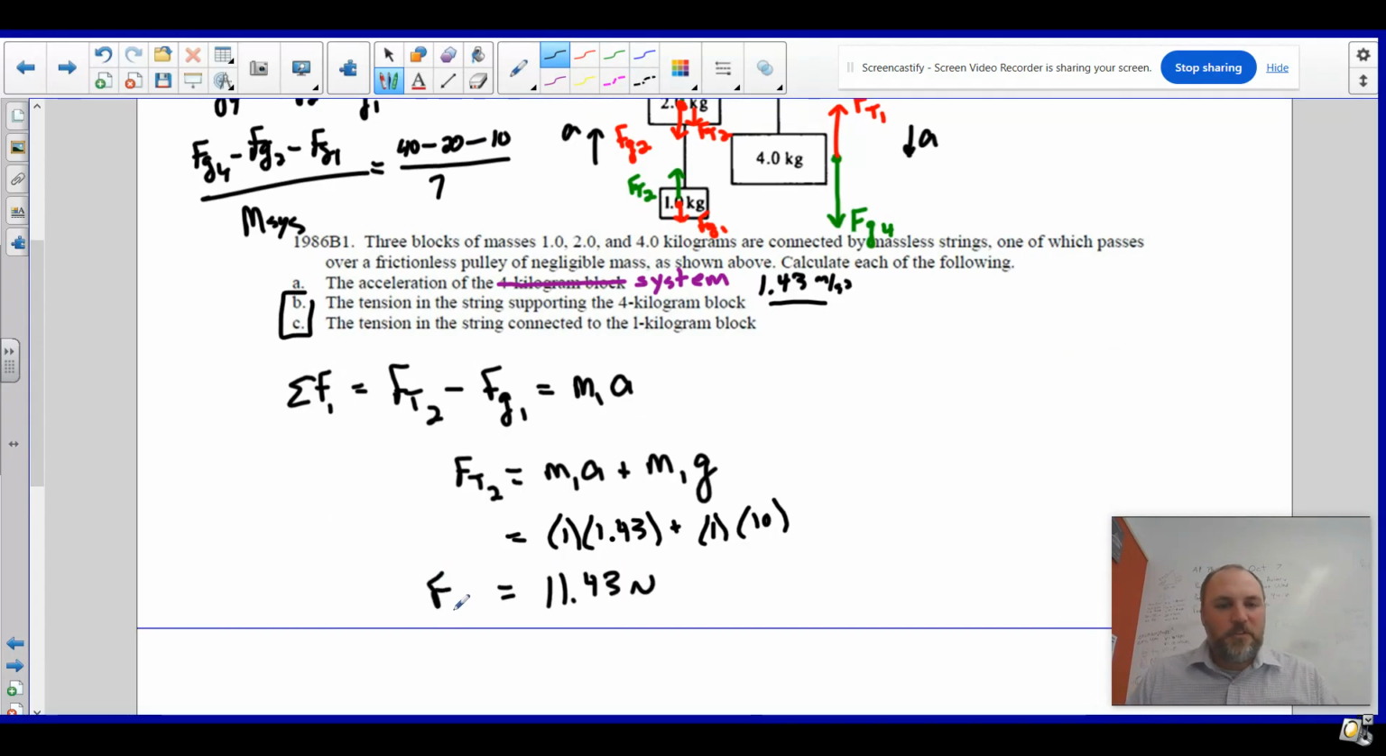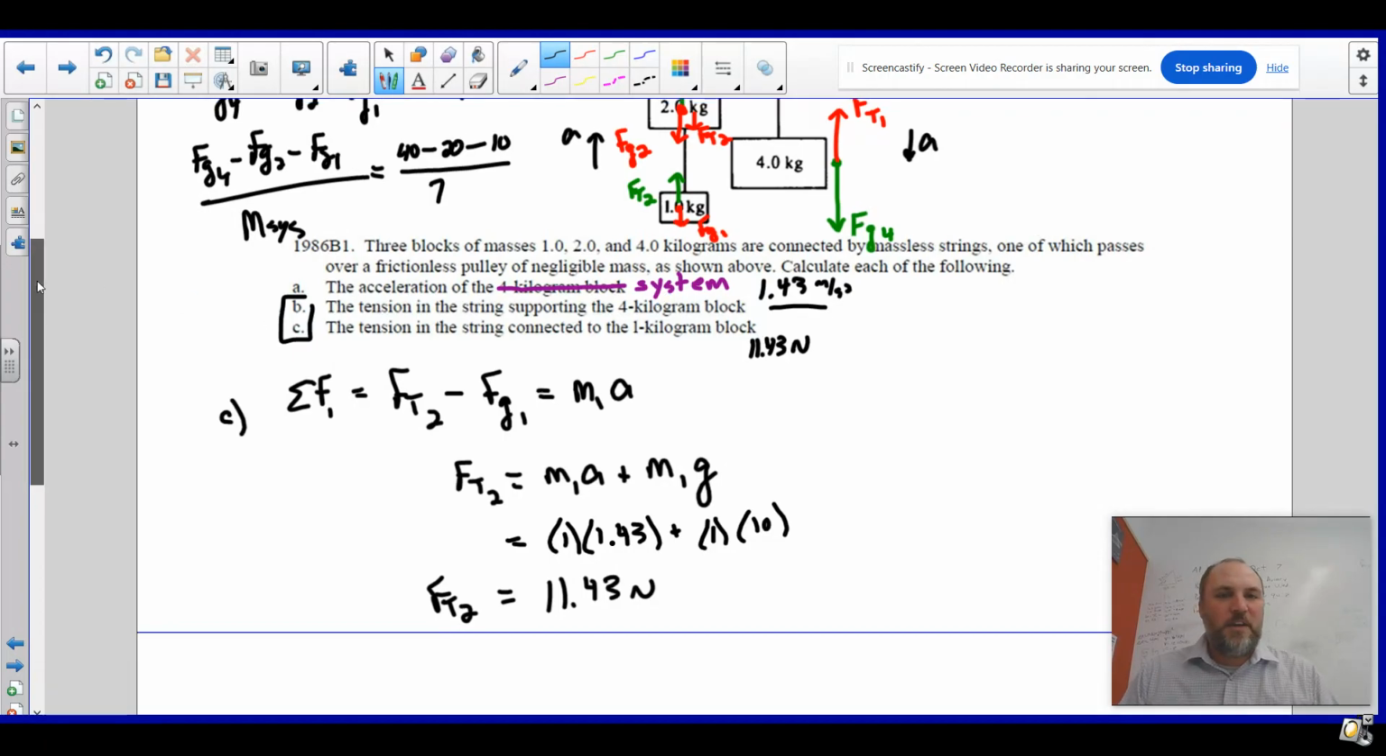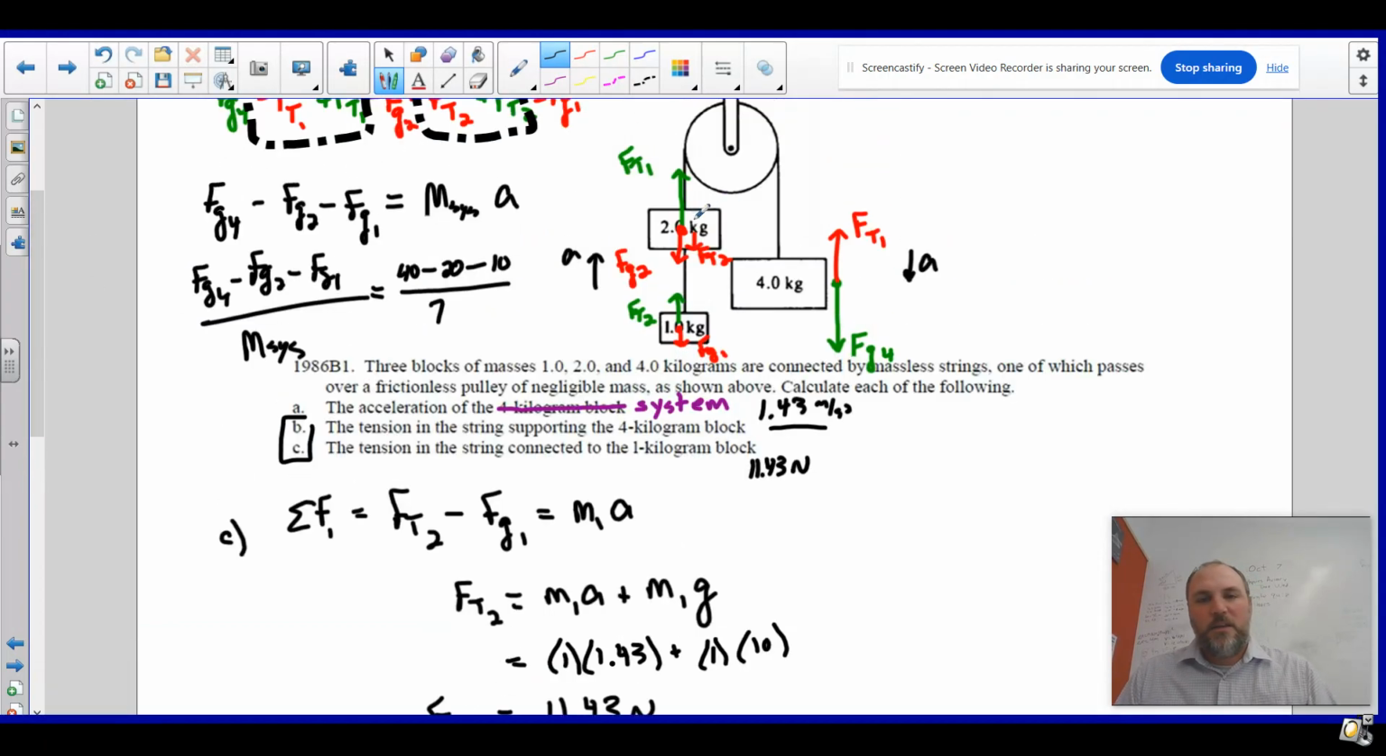Now that falls within the range that I would expect, because I know that the tension in that string has to be larger than 10 newtons to allow the 1 kilogram to accelerate upward. So for part C, I have the tension in string 2 is 11.43 newtons. Now that will allow me to find the tension in the upper string, so Ft1, and I'd like to use the 2 kilogram to find that only because Ft1 is in the positive direction for that free body diagram. I'm just choosing to do that for simplicity.